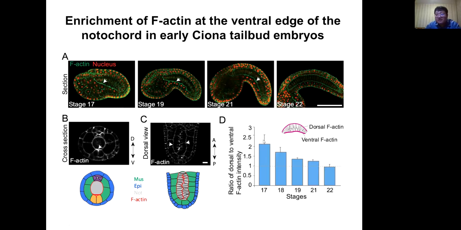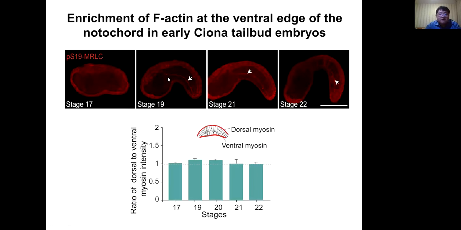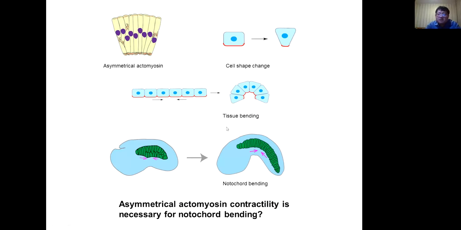Here is the quantification. We also checked myosin, the motor protein binding on F-actin, and found a similar enrichment in the ventral side here. So those results give us the hypothesis that the central actomyosin contractility may drive the notochord bending.